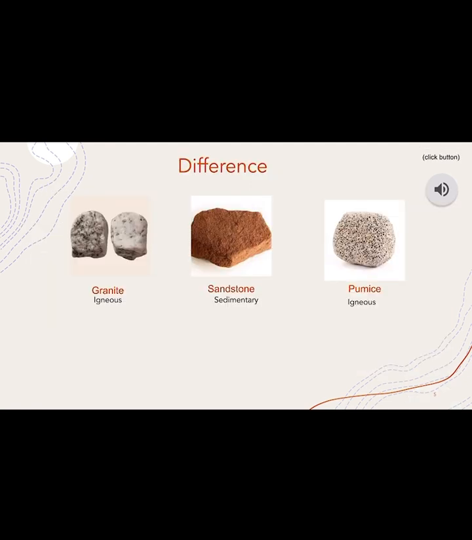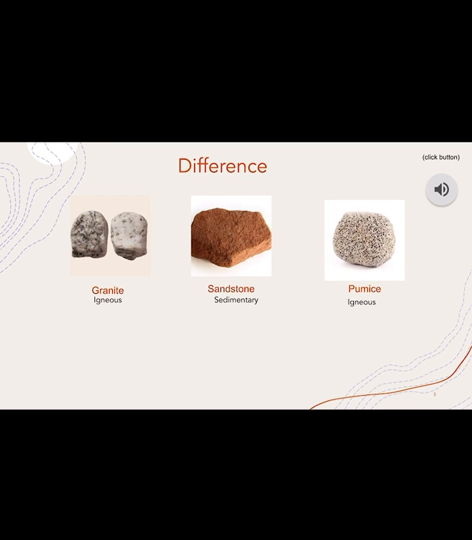These are the three different rocks in my presentation: granite, sandstone, and pumice. We know they're very different rocks. Granite is an igneous rock that forms deep underground from slowly cooled magma, and for this reason we can see these different minerals and colors. That's why it has a coarse texture.